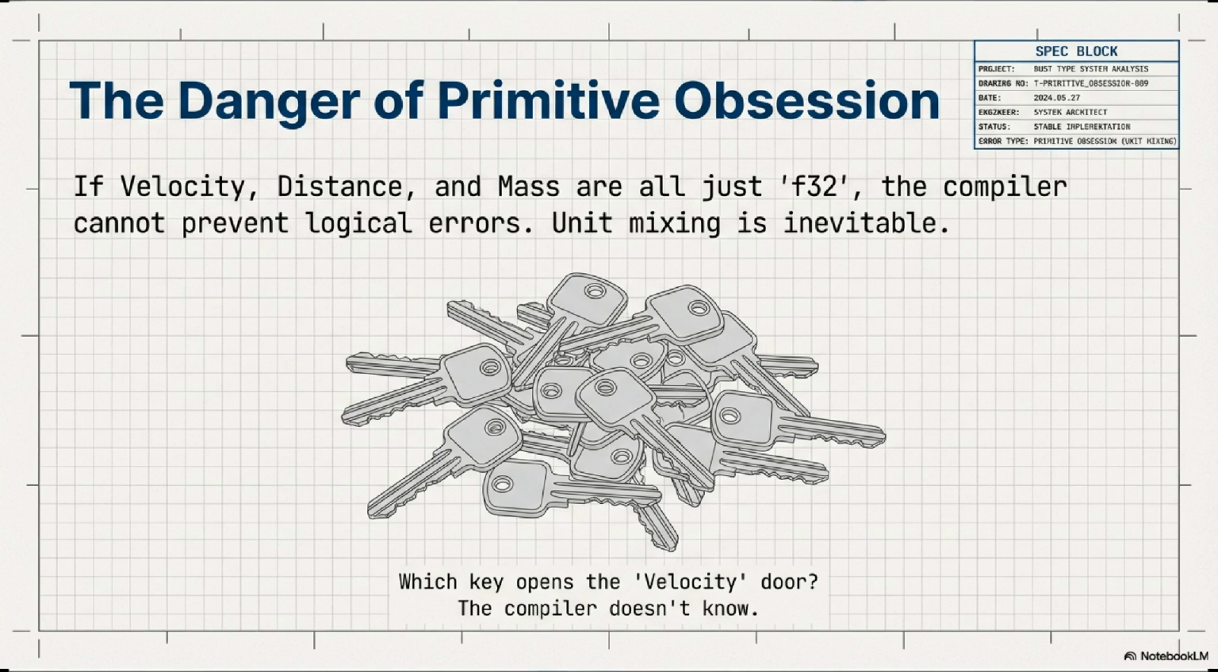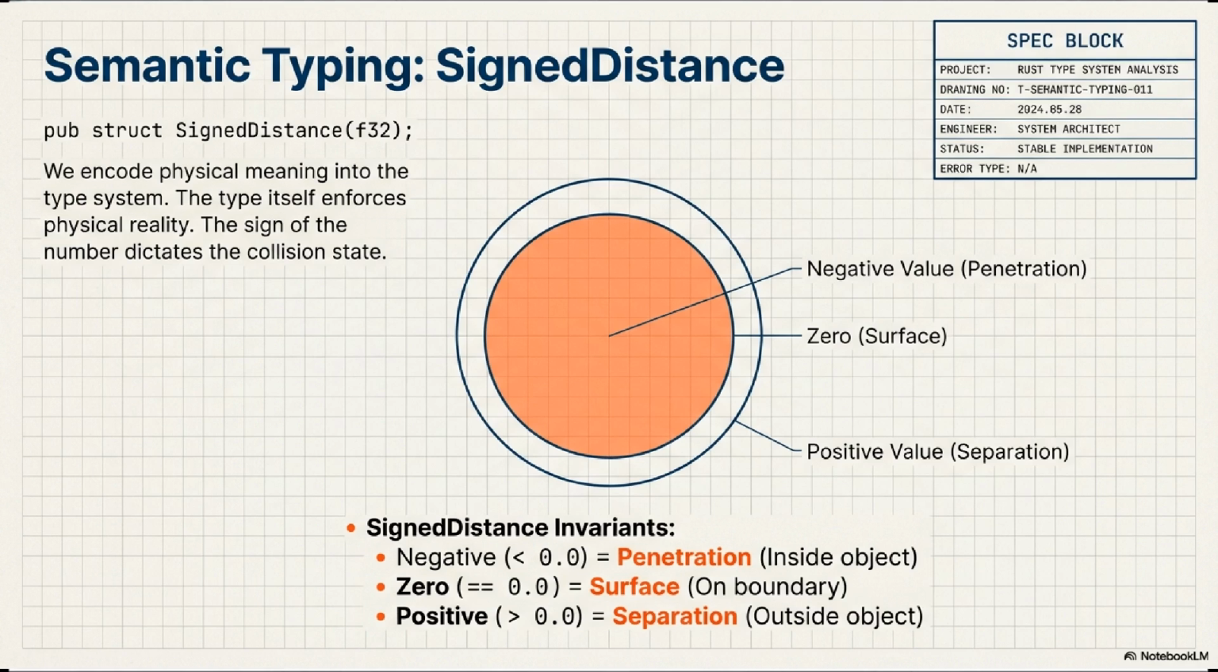Now, the final defense isn't actually about math at all. It's about meaning. See, just using a raw number in F32 for everything, velocity, distance, mass, that's a recipe for disaster. It's a problem called primitive obsession. If all your numbers look the same, how can you stop yourself from, say, adding a distance to a mass? You can't.